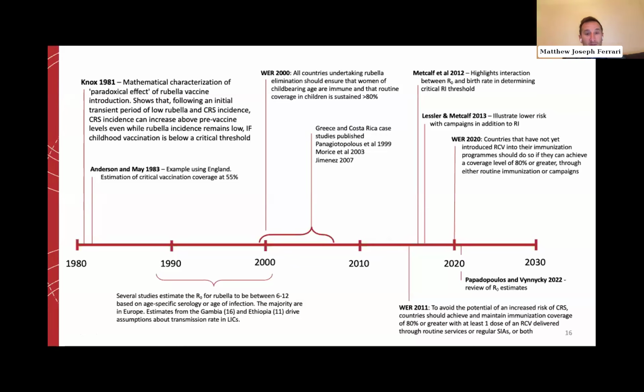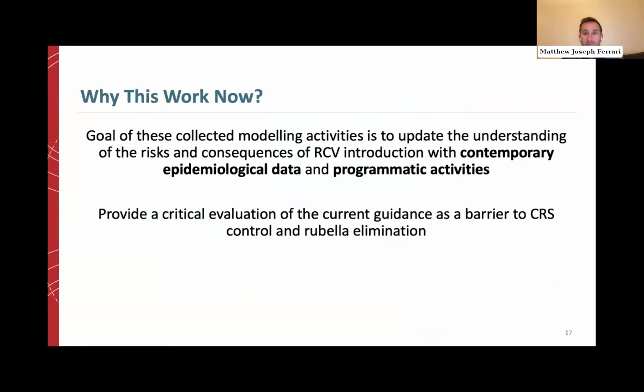But in September of 2024, we can add now an update to the WHO policy, which is based on the evidence that we'll present in the forthcoming slides. The WHO SAGE has now recommended that, in fact, the 80% criteria was indeed too conservative, and now the SAGE recommends universal introduction of RCV in all countries, regardless of their current MCV1 coverage, because the likelihood of this paradoxical effect is comparatively small over the long term.